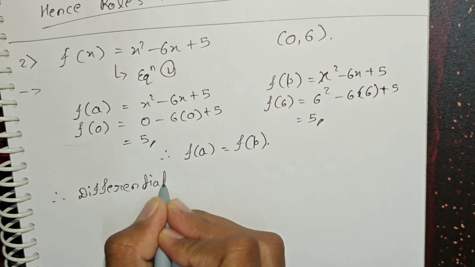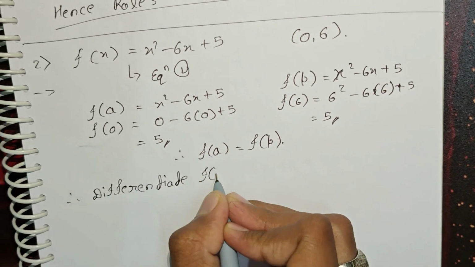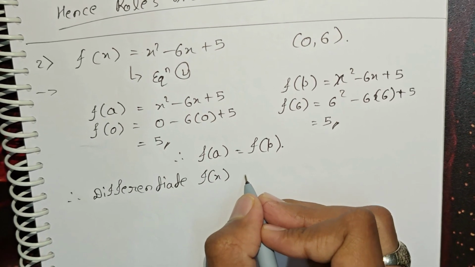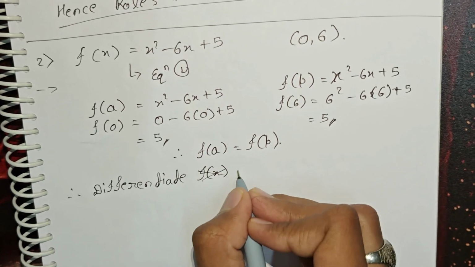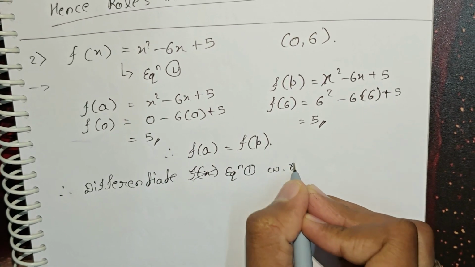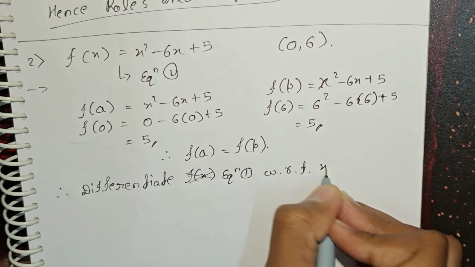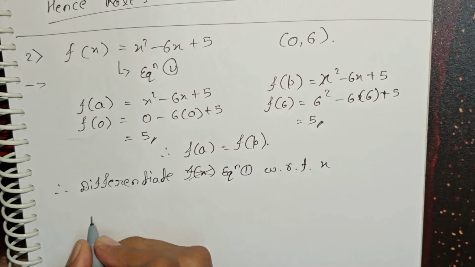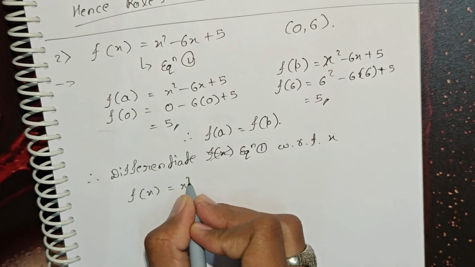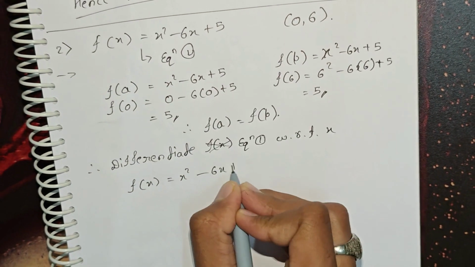Differentiate f of x. Differentiate equation 1 with respect to x. So what is our equation? F of x is equal to x square minus 6x plus 5.